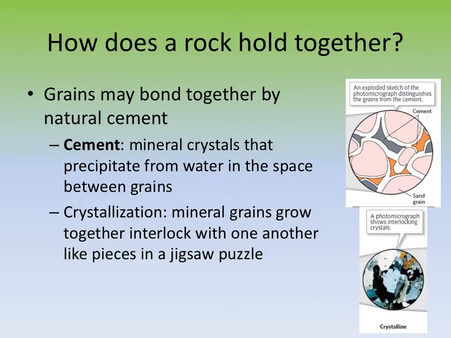Your cement, and you're seeing that on the right-hand side with these pink grains that have the gray and the orange. That's the actual cement. That was some type of precipitate that came through and then basically fell into place and glued it in place.